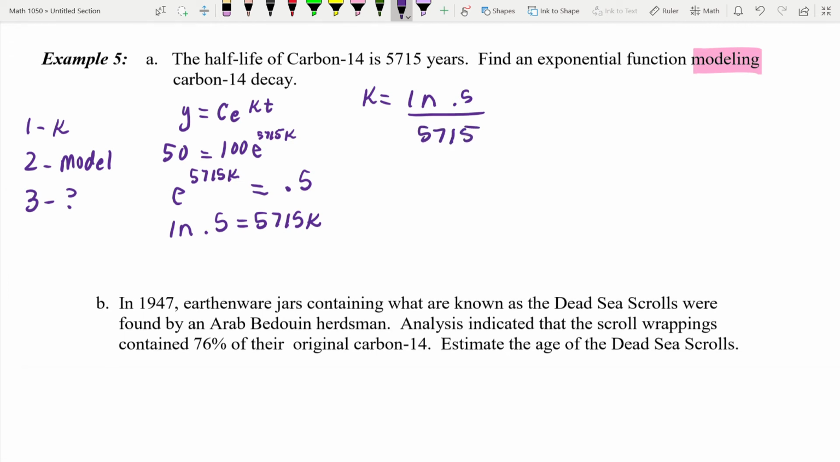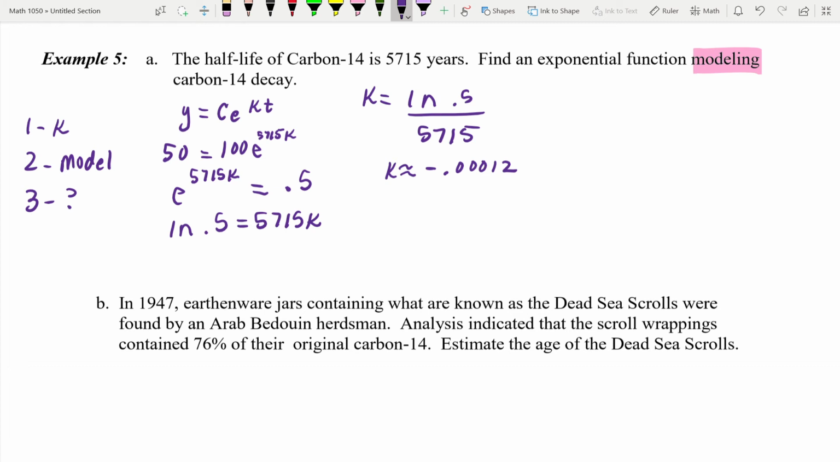Grab your calculator. Everybody go ln 0.5, close it off, divided by 5,715, and you get K is approximately negative 0.00012, going to 5 digits. Why is it negative? Is that wrong or weird? Because it's going down. It's a half-life. It's decreasing, so it should be negative.